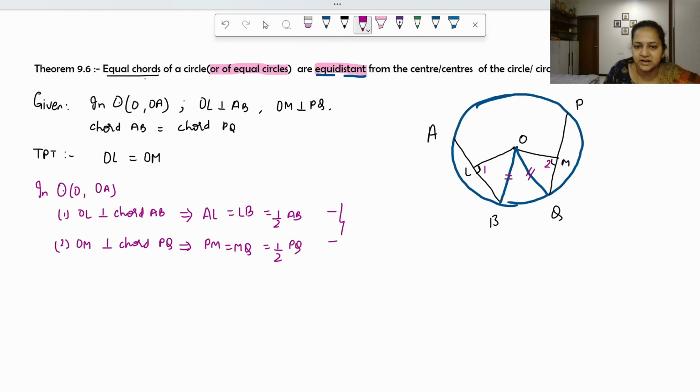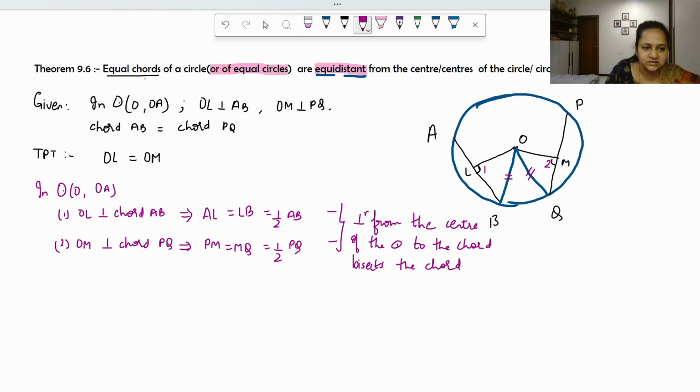For both, what reason can we write? Perpendicular from the center of the circle. Please don't get into the habit of writing the theorem number. You should remember the statement of the theorem. Perpendicular from the center of the circle to the chord bisects the chord.